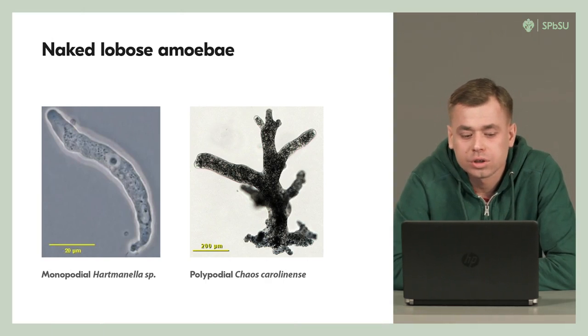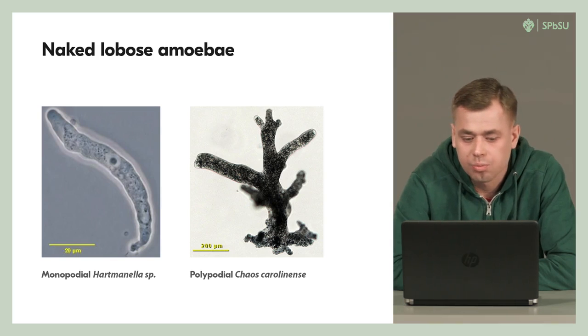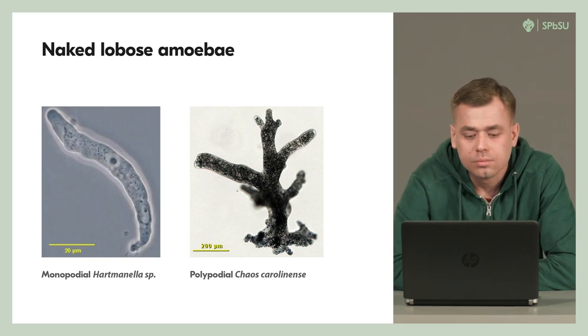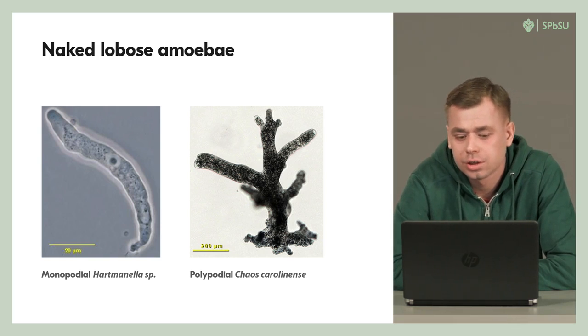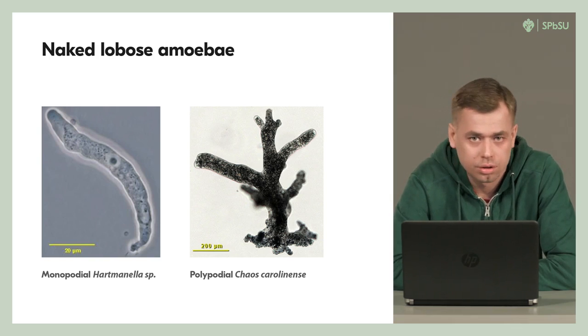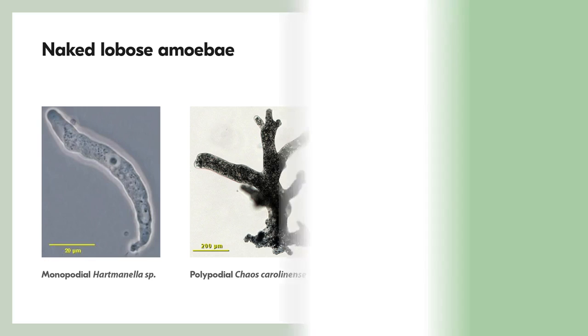First of all, of course, these are so-called naked lobose amoebae. The cell membrane in these organisms is, of course, surrounded by glycocalyx, which is typical for all cells, but otherwise it is usually naked. The lobose pseudopodia or lobopodia are thick and blunt and can be single in case of monopodial forms or multiple in polypodial forms.